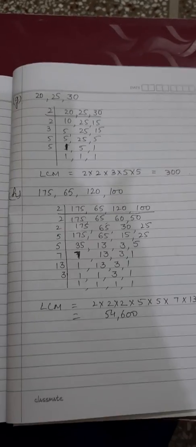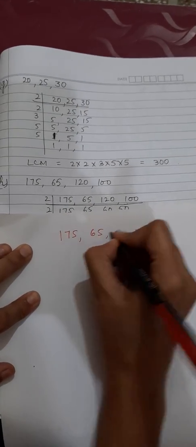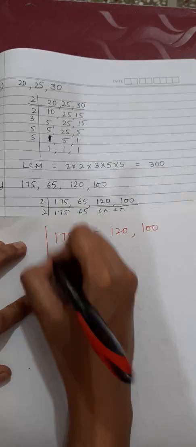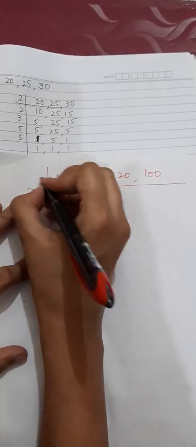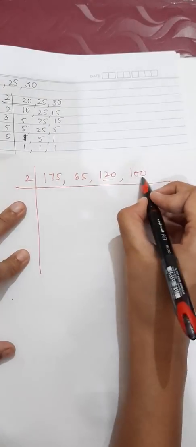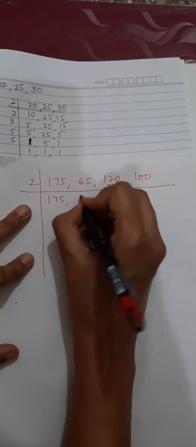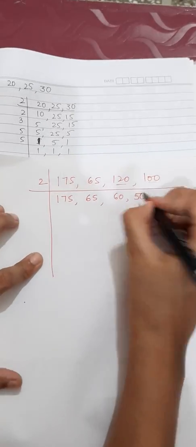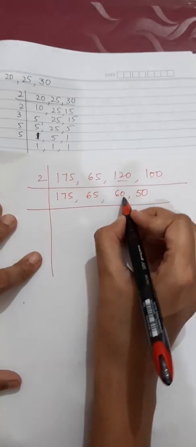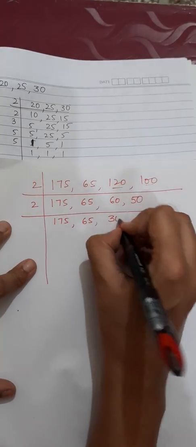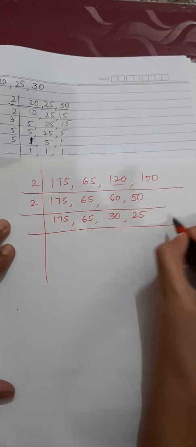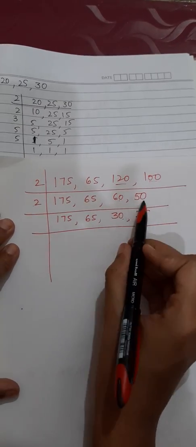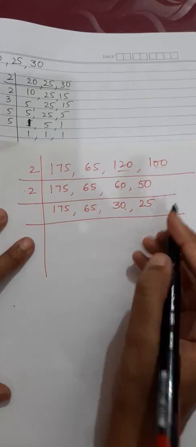Okay, let me show you by writing this part. 175, 65, 120 and 100. Let us divide these on the table of 2 first, because 120 and 100 are divisible by 2. 175 as it is, 65 as it is, 120 is divisible by 2 on 60, and this is divisible by 2 on 50. Again these two are divisible by 2. So 175, 65, 30, 25. 60 is divisible by 2 on 30, 50 is divisible by 2 on 25.